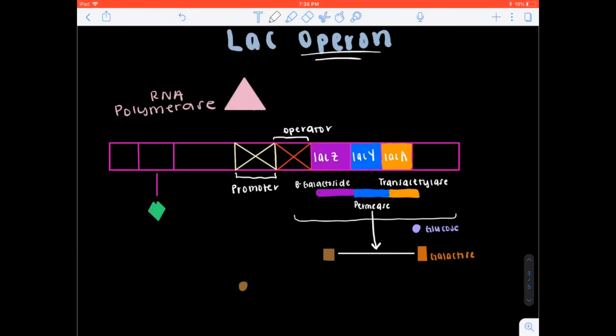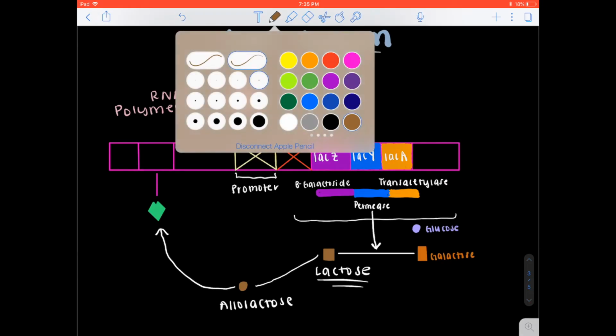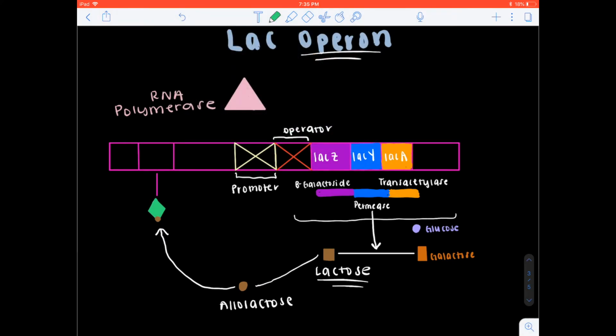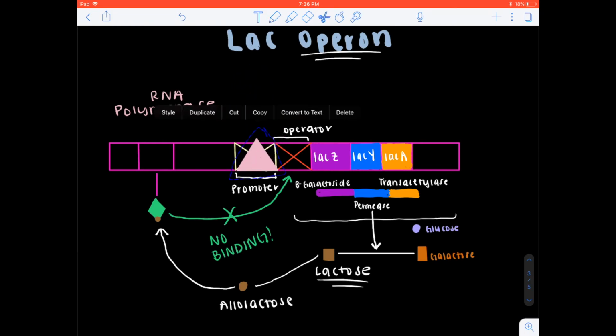With lactose being present in a negative inducible system, it can now be converted into what is known as allolactose. This is going to act as a small effector molecule and bind to the repressor, changing its conformation and making it inactive. This means that the regulatory protein can no longer bind to the operator binding site. RNA polymerase can now bind to the promoter region, which is also a regulatory DNA sequence, and initiate transcription.